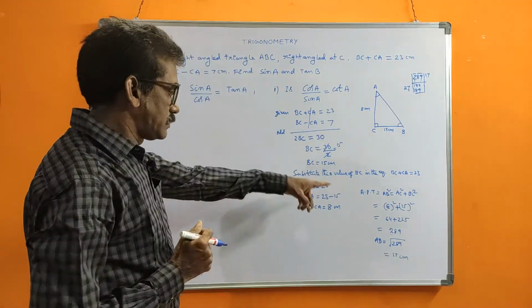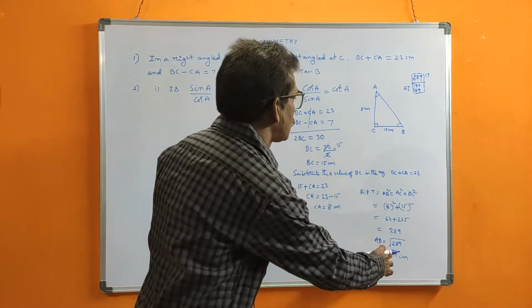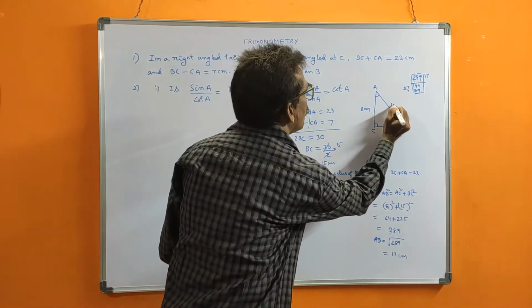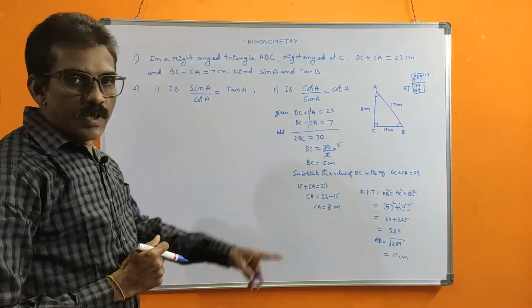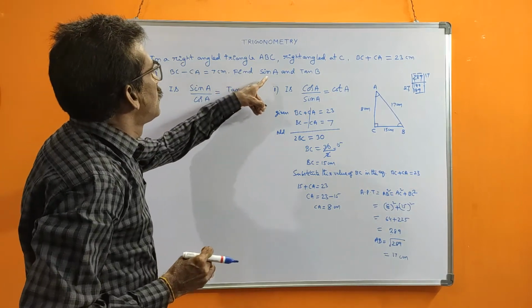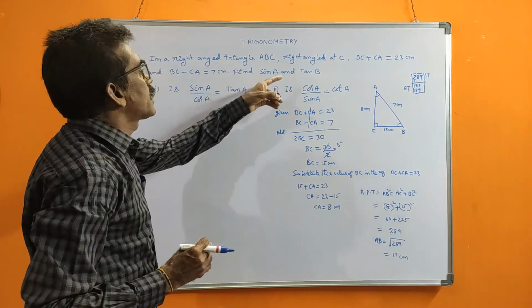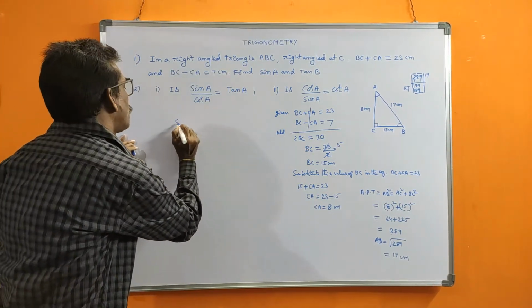Okay, now see. AB value is 17, so you write here 17. We found the third side also. Now easily sin A and tan B, the separately asked values. What he asked, that only find out. Sin A he asked. Now this is easy.